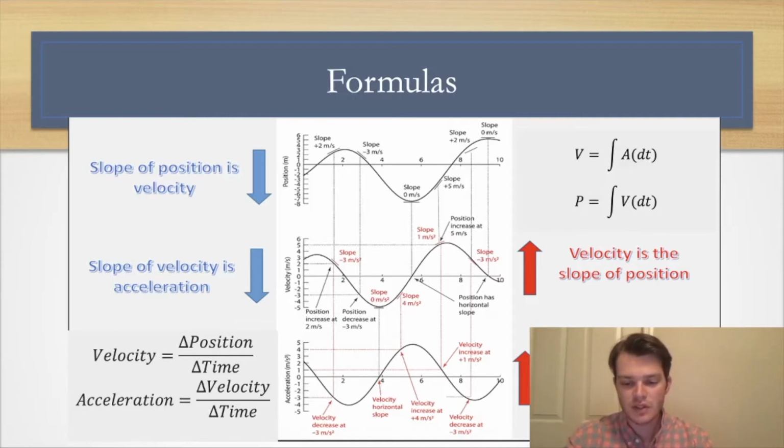If the position slope is horizontal, then the velocity at that time is going to be 0. If the slope is positive, then the velocity would be positive. If the slope is negative, then the velocity would be negative.